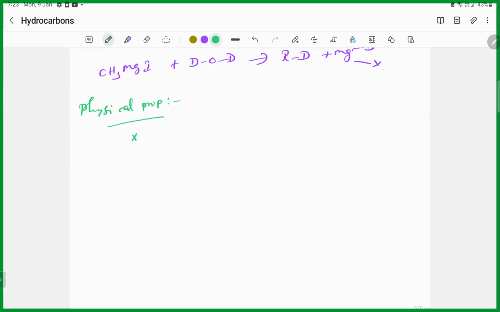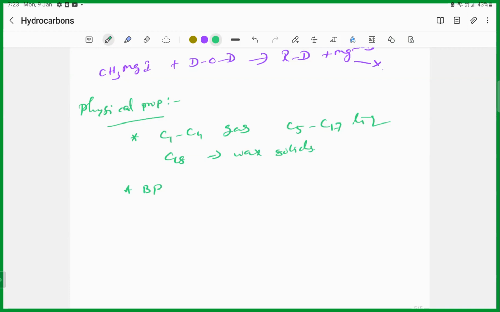So the physical state: C1 to C4 are gases, C5 to C17 are liquids, and from C18 onwards it becomes wax or solid. And then second, boiling points. The boiling point of alkanes is the lowest of all groups of organic compounds, because the force of attraction among alkanes is the weakest van der Waals attraction.